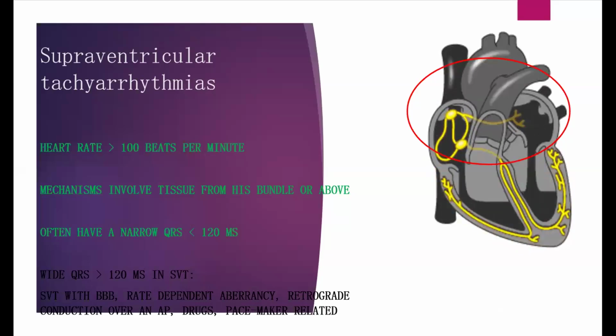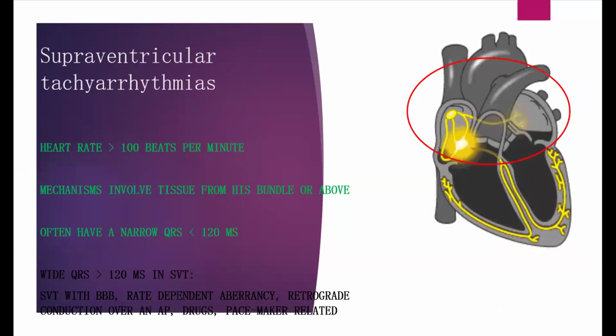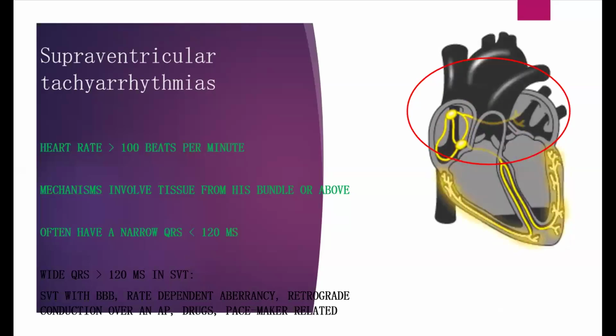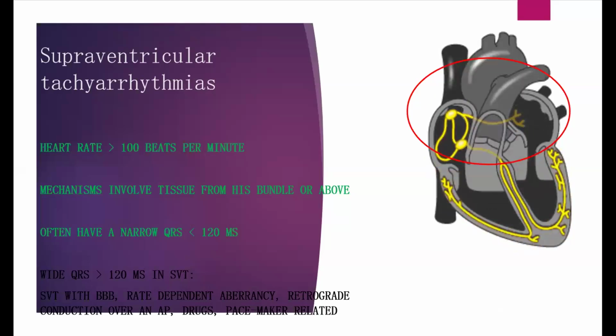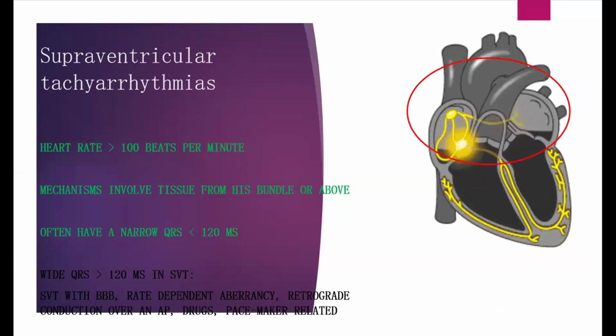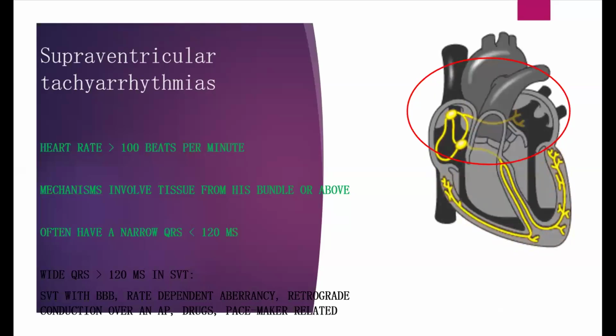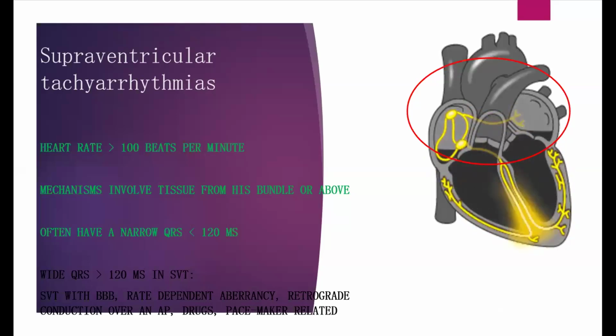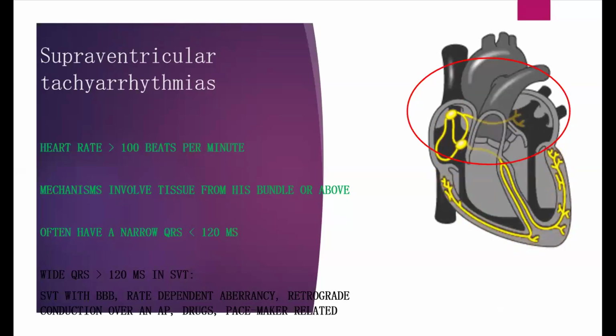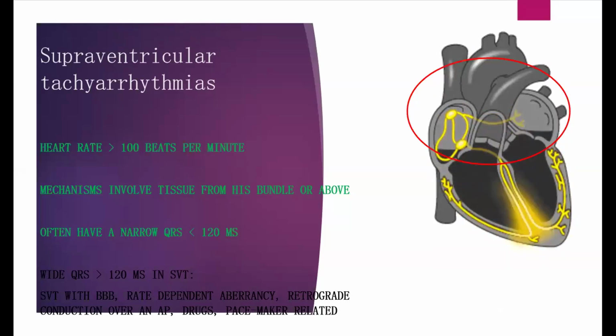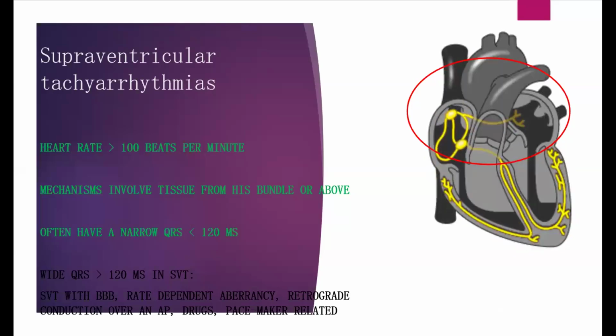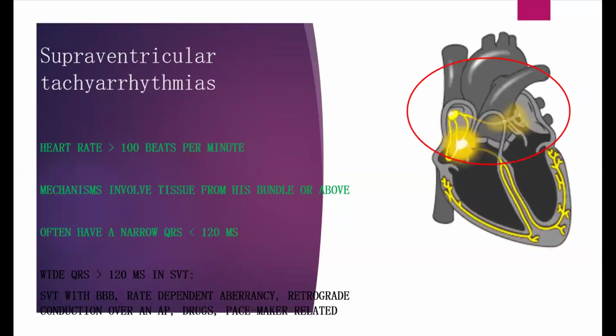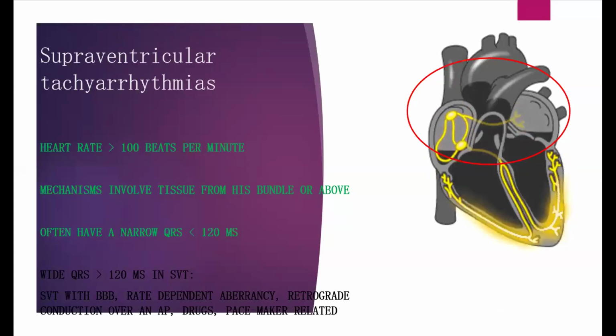So supraventricular tachycardias have several things in common. The heart rate is over 100 beats per minute. And like we talked about, they originate at the His bundle and above, and they have a narrow QRS, so we call them narrow QRS supraventricular tachycardias. And then we have wide supraventricular tachycardias.